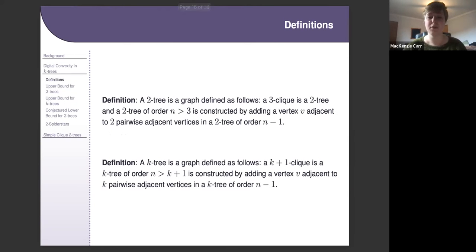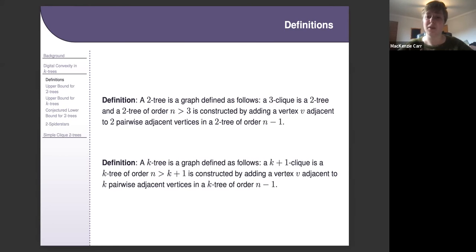So some of the work that I did was in generalizing these results to 2 trees as well as to K trees. So I'll just throw the definitions up here. 2 trees we construct very similarly to trees. So with a tree, we start with 2 vertices connected by an edge, and then we add a leaf, and we keep adding leaves. So a leaf is a vertex of degree 1.